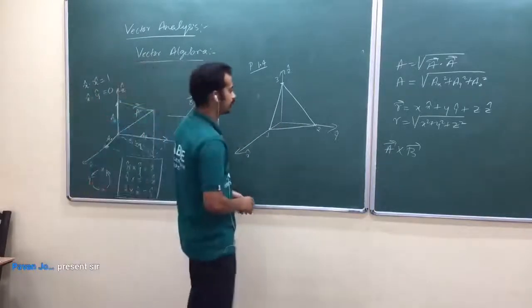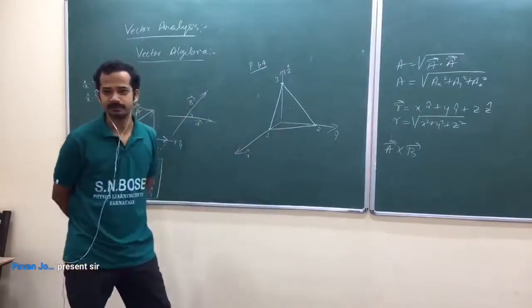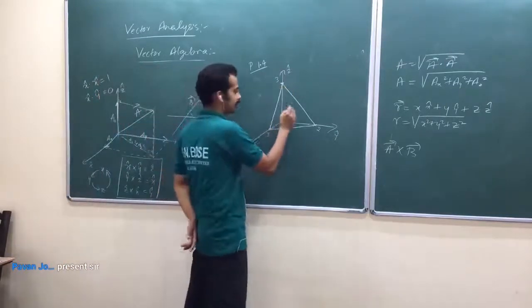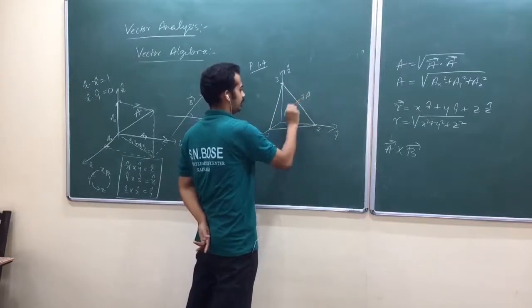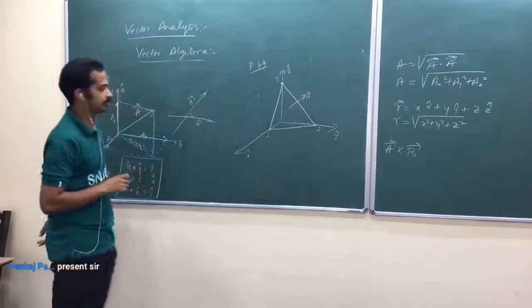But while doing it, perpendicular to the plane means there are 2 perpendiculars to the plane, isn't it? One is like this, the other is opposite. So he is asking for this one, n cap. He mentioned it in the diagram, okay? He is asking for this one, n cap.